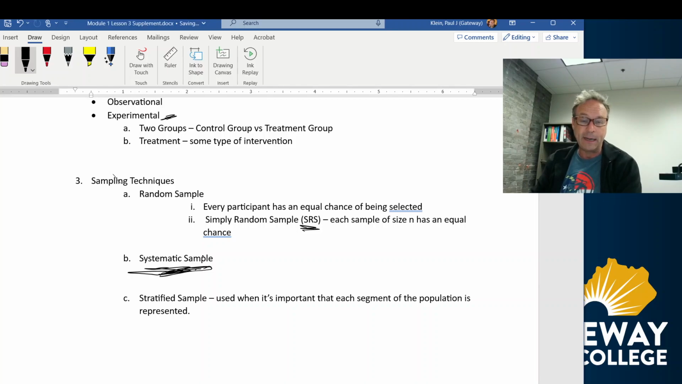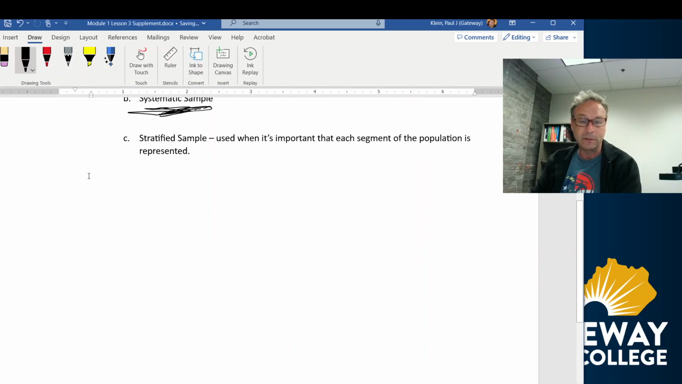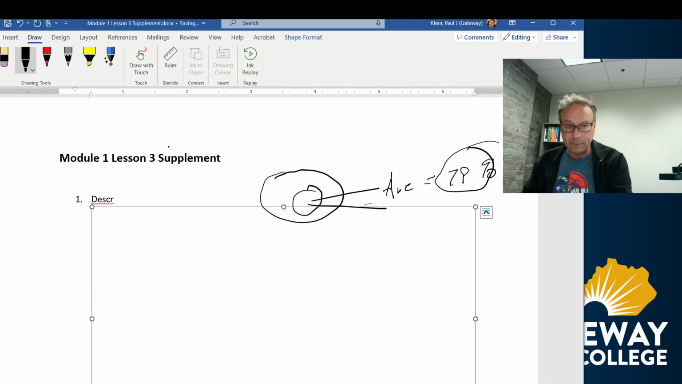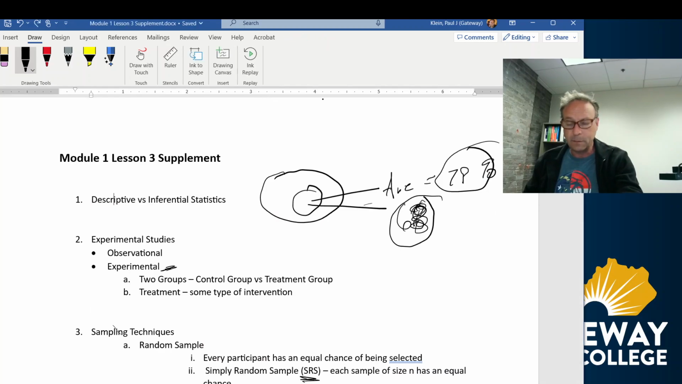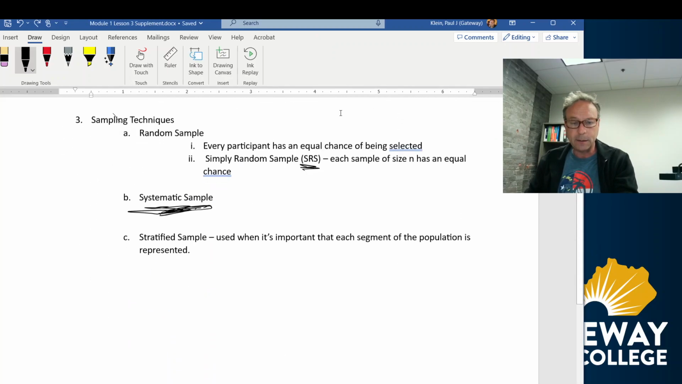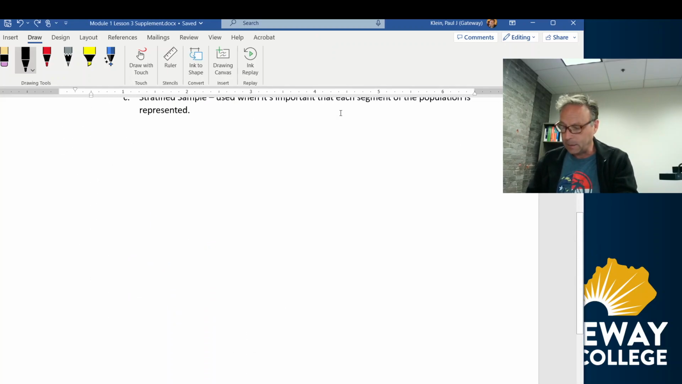All right, and so now we've got 3 more. Stratified sample. Stratified sample is used when it's important that every segment of the population is represented. So I should say a few things here. Let's see. I don't know what I just did there. Let's see if I can go back. All right. Let's try that again.